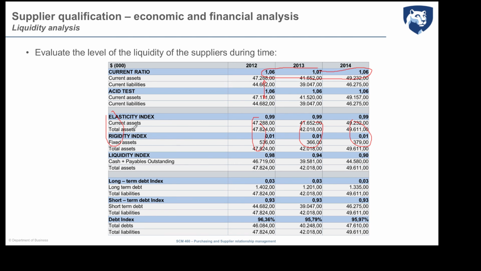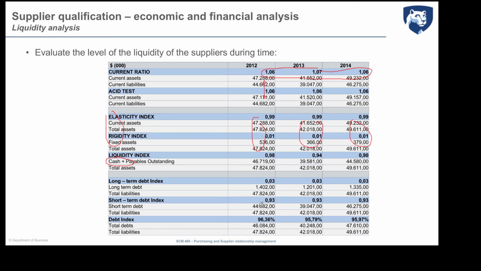I have the reason for this. It is a service supplier, so it is not a manufacturing company. So it means that most of the assets owned are not property, machinery, plant, and inventory, but are just current assets. Liquidity index is 98%. So as you can see, much of the assets that the supplier owns are liquid: cash and receivables are 98, 94, and 90% of the total assets.